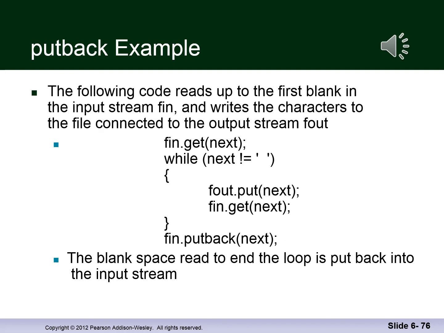If it isn't a blank, we put it in the output stream using the put member function with fout, and we continue to process until we get to a blank. But remember, because fin.get is part of the body of this loop, we've already removed the space from the input file stream when the loop terminates. So the first thing we want to do after the loop terminates is put back next, which is the blank that caused the loop to stop.